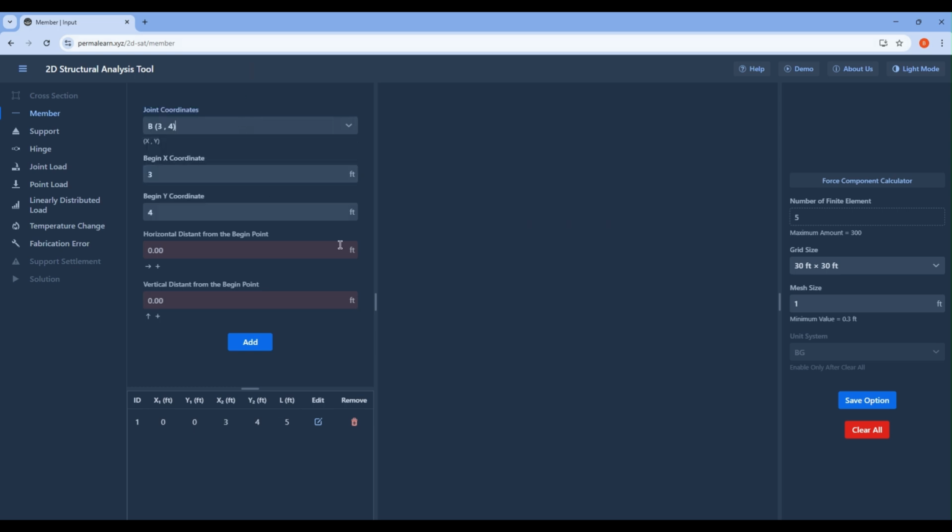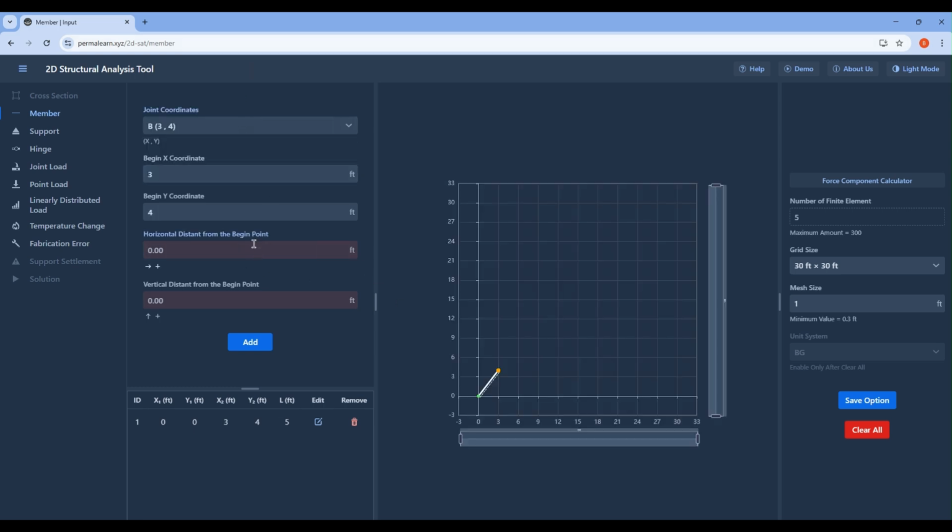And from point B, it's going toward the right 3. And from point C, it's going toward 3, and then toward 7, like this. Because I don't want to make another joint, because I want to give an example of the joint load.